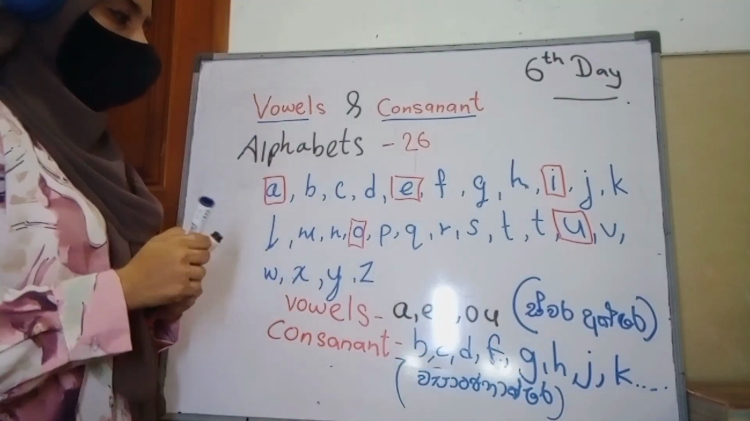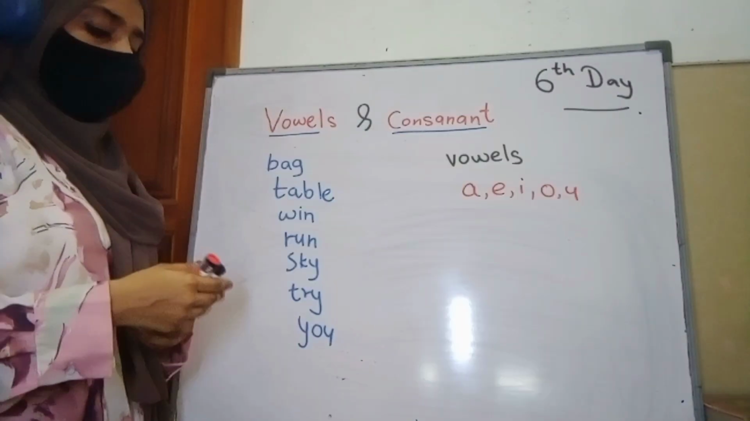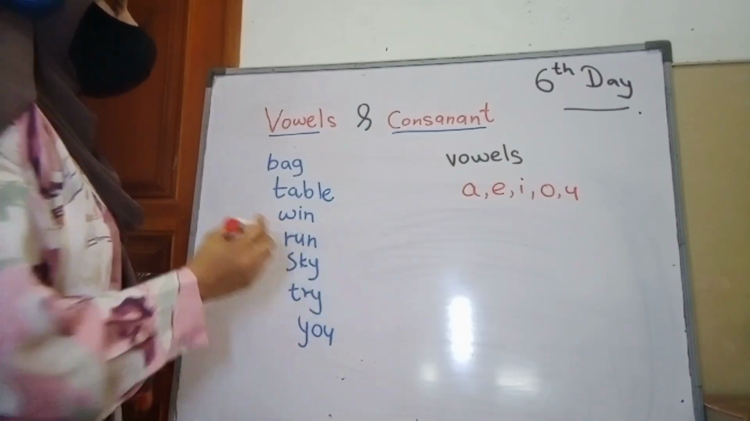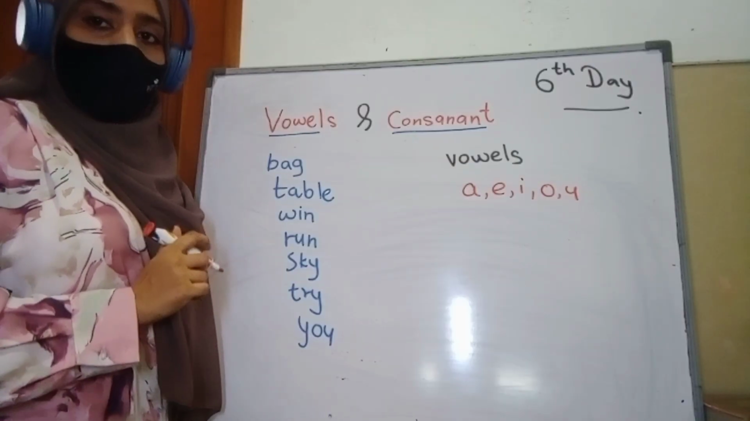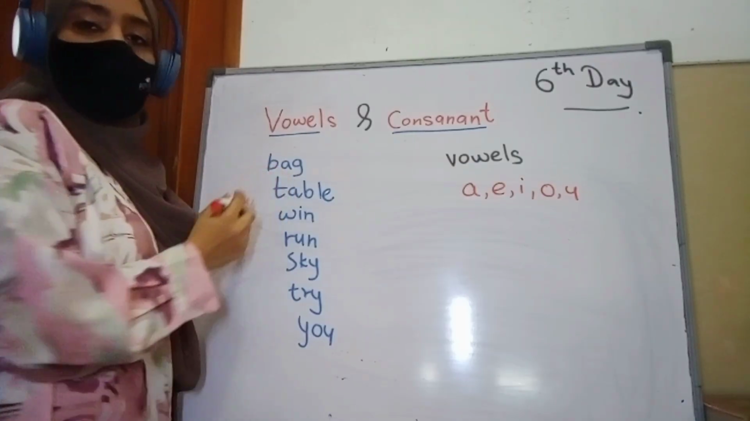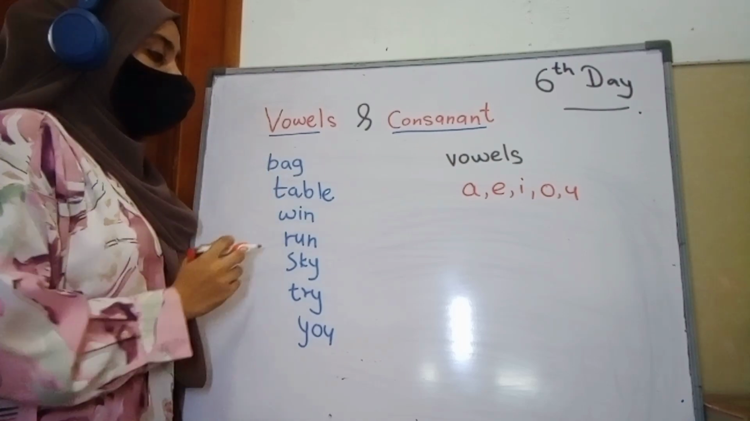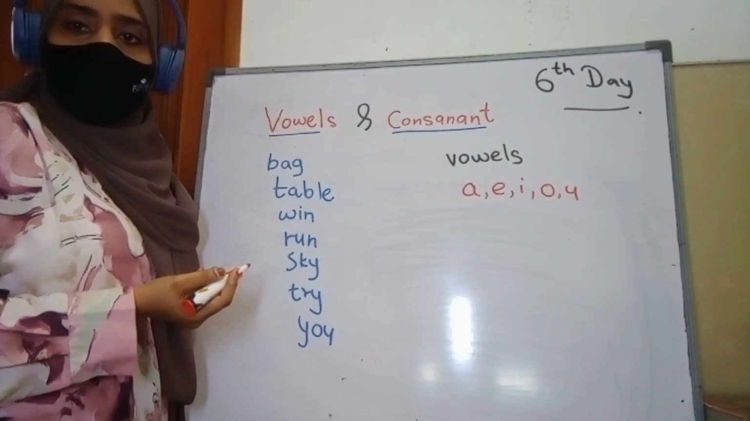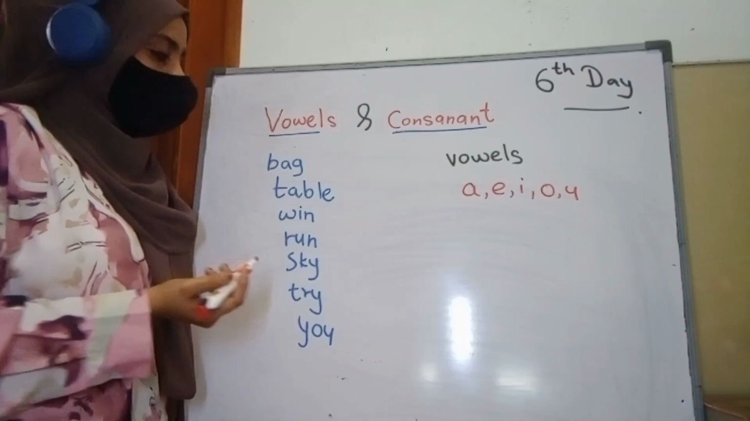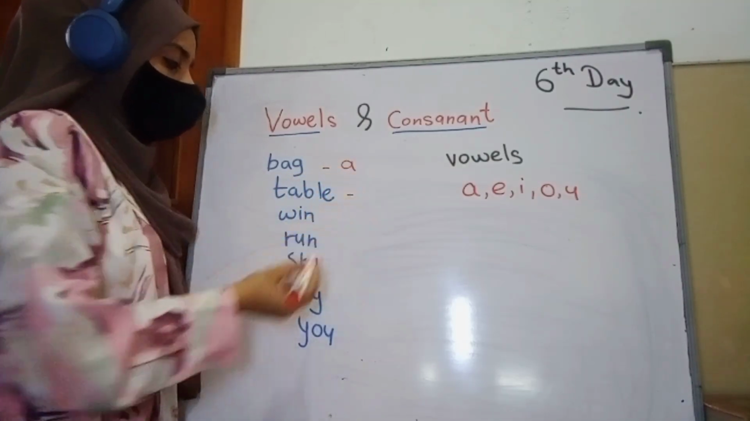Let's see the words with vowels. Okay, let's see here. Some words I have written. Let's find out vowels here. B, A, G, bag. In this, B is the b sound. B එක consonant. ඒක consonant. එතකොට A කියන්නේ vowel එක.